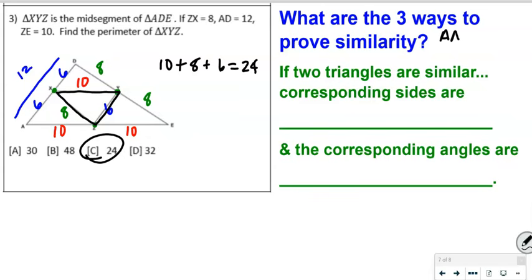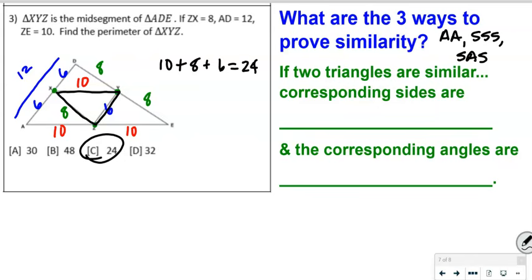All right, then it says, what are the 3 ways to prove similarity? Remember, we started out with angle, angle. Then we talked about side, side, side, and side, angle, side. Think this through now. Angle, angle has no sides, right? Side, side, side has 3 sides that produce the same ratio. And side, angle, side has 2 sides with the angle between them.